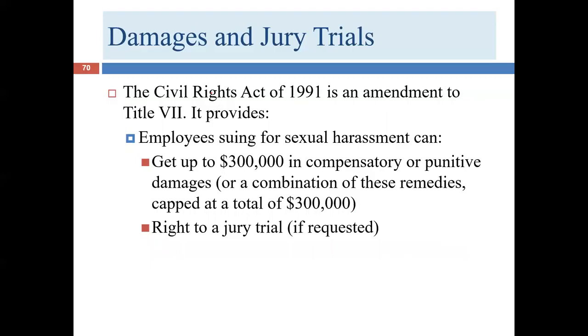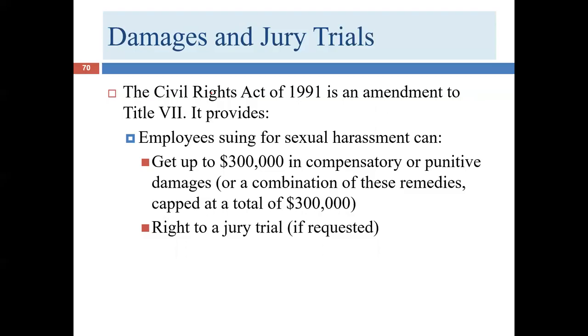But just so you'll know from a point of reference, the Civil Rights Act of 1991 had several major changes to Title VII, but the two that we're focusing on right here is that after this law was passed in 1991, employees for the first time were able to get compensatory damages and punitive damages from the employers. Before that, they were really just entitled to back pay, front pay, and reinstatement.